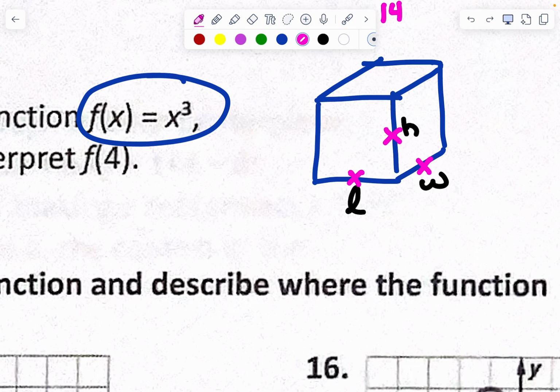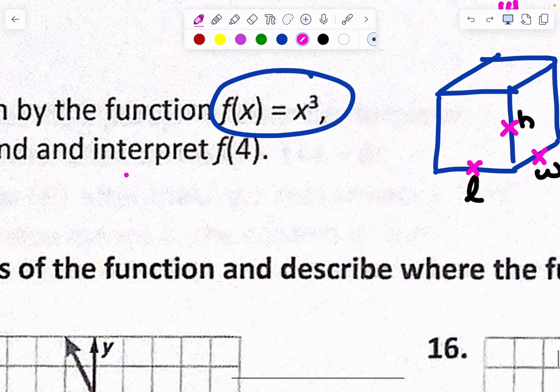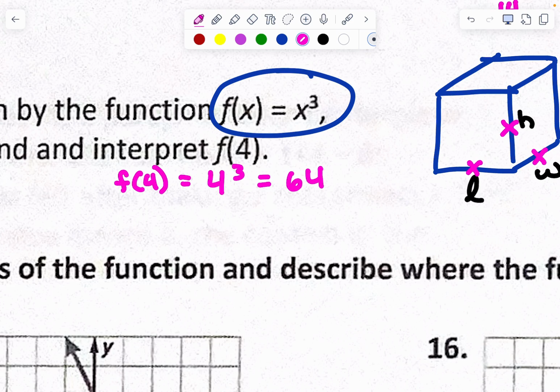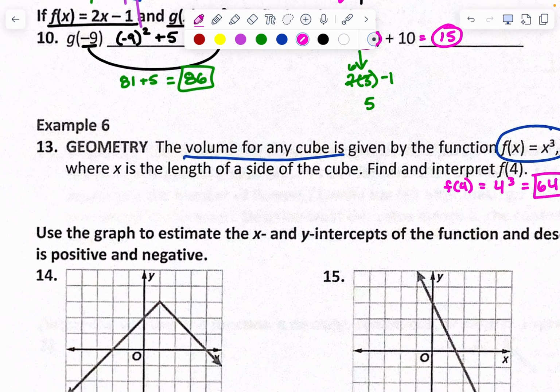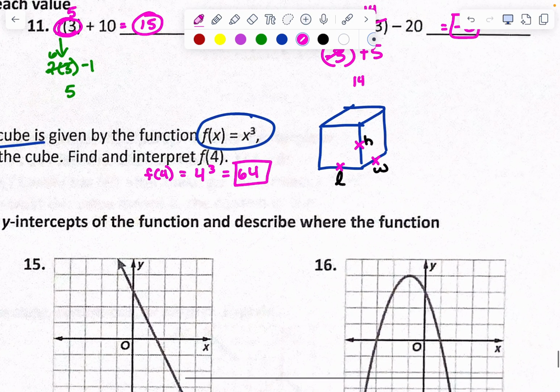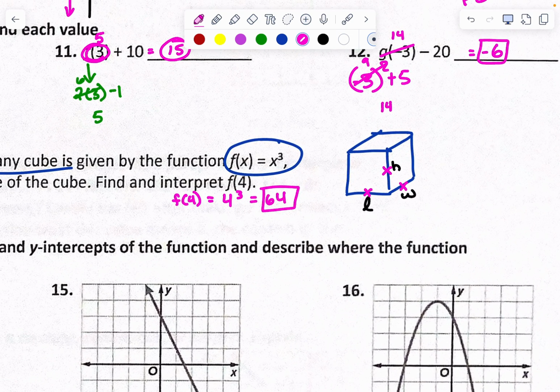They want to know what f of 4 is. So if I do f of 4, I'm plugging 4 in for x. 4 to the 3rd power is? 64. Did you know that? Yeah, 4 to the 3rd power, 64. Okay. 64 is the, do they have units? They don't have a unit. But 64 is the volume.